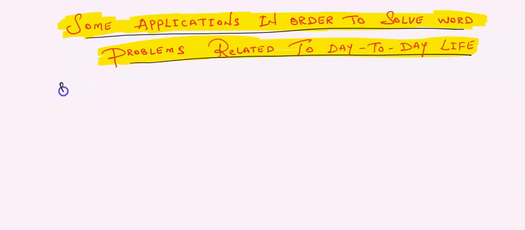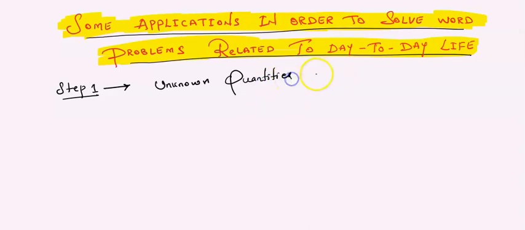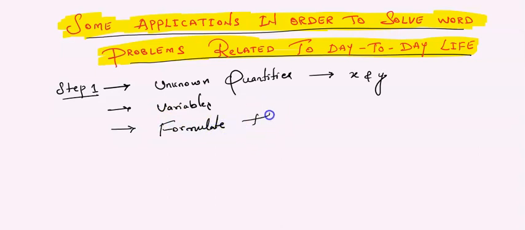What is that? Some steps you need to follow before you solve any word problem. Is this clear? That is step number 1. First you have to read the question carefully. Read the complete question. Now after reading the problem, try to identify the unknown quantities, and call the unknown quantities x and y. The first unknown quantity is x, the second unknown quantity is y. The next step is to identify the variables which we are going to determine, and then formulate the equation in terms of variables and then solve the equation.